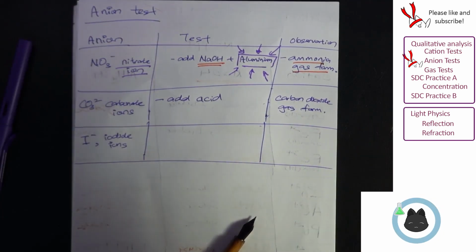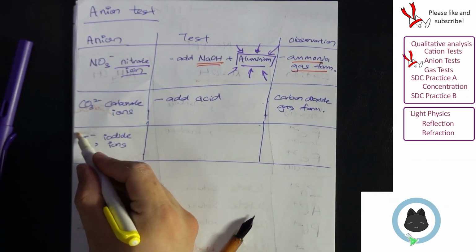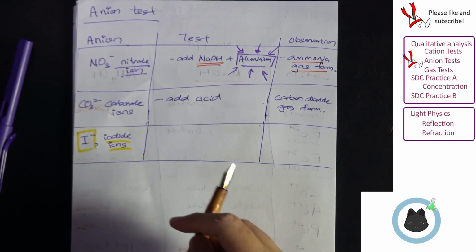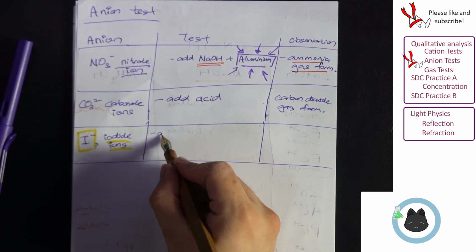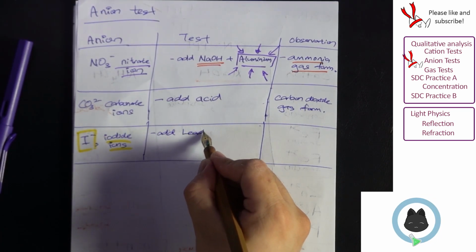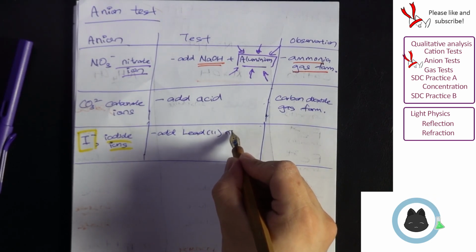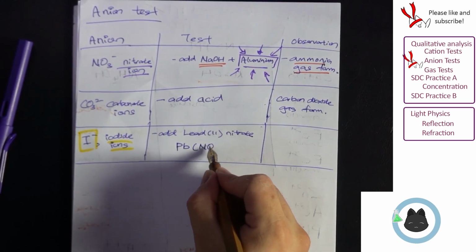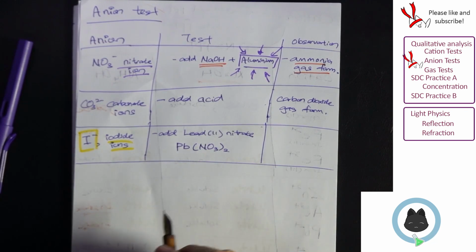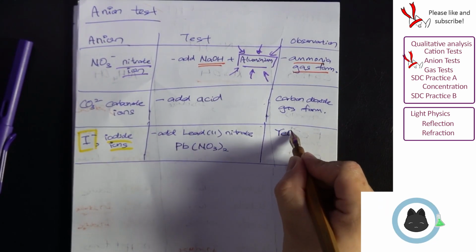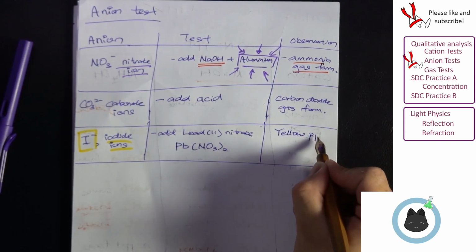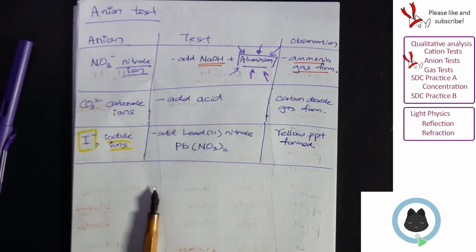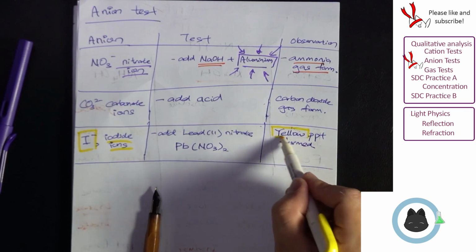Okay. Iodide ion has a very special color. It's yellow. Yellow is the key color of it. So how do we test? We add lead nitrate, so Pb(NO3)2. What will happen is a yellow precipitate will form.